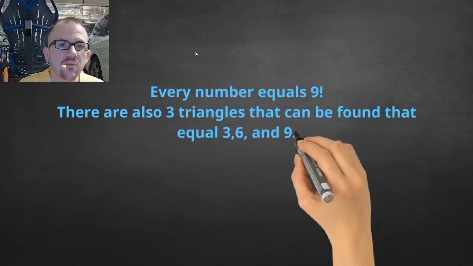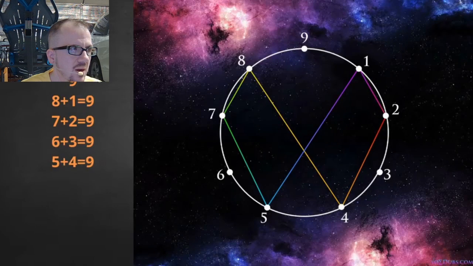All right. So every single number on that circle also equals 9. There are also 3 hidden triangles that can be found. All right, so let's look at the equaling to 9. Well, you've got 1 plus 8. Okay, so 1 across from it, 8 equals 9. 7 and 2. 7 plus 2 equals 9. 6 and 3. 6 and 3 equal 9. And 5 and 4. 5 plus 4 equal 9. This circle is the perfection of the number 9.